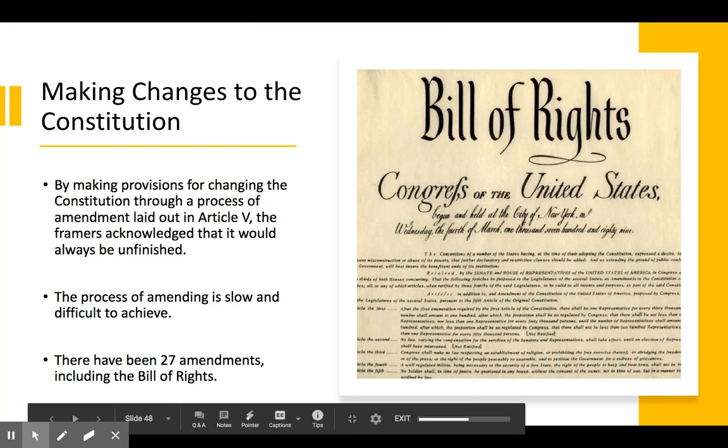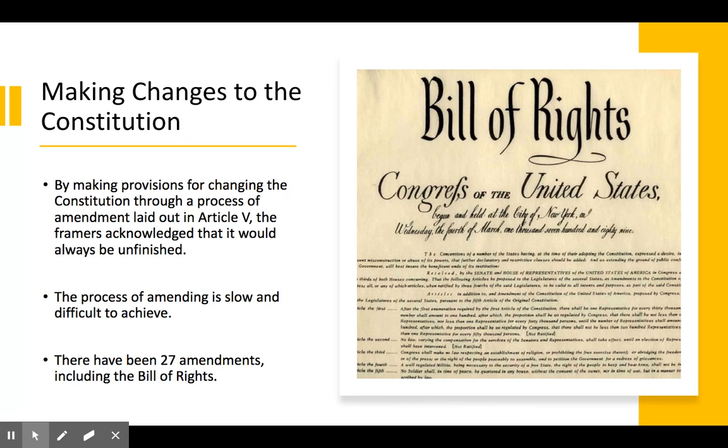All right, this video lesson will be a little bit shorter than some of the others, but I wanted to make sure to touch on the amendment process of the Constitution. This is something that the founders had to consider in the Constitutional Convention. By making provisions for changing the Constitution through a process of amendment laid out in Article 5, make sure that you know that. Make sure you know that the amendment process is in Article 5 of the Constitution.